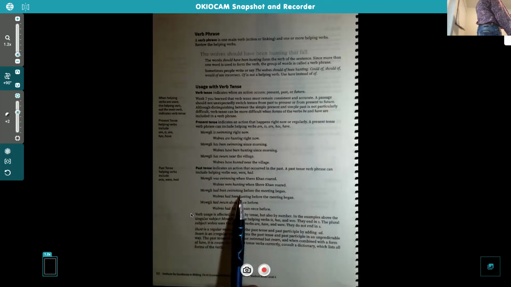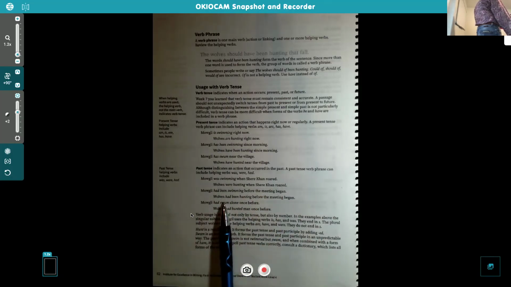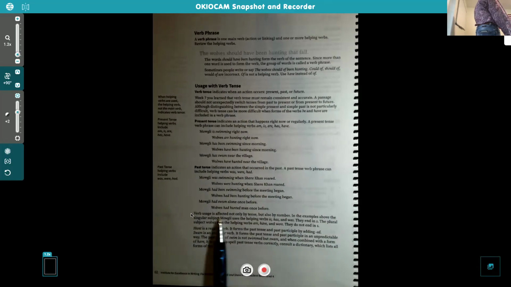Mowgli had been hunting before the meeting began. Wolves had been hunting before the meeting began. Mowgli had swum alone once before. Wolves had hunted man once before. And this is interesting here, and I think we've talked about this before.